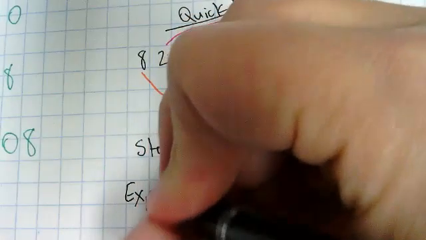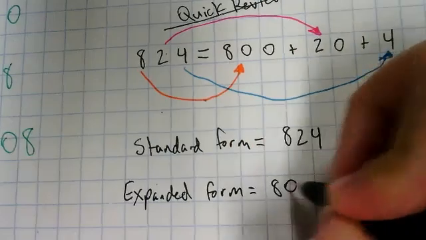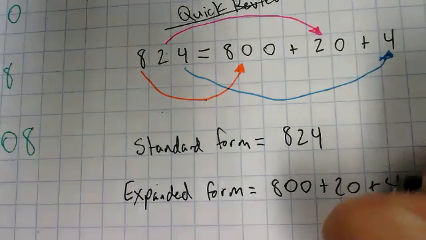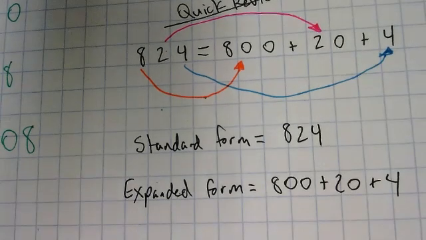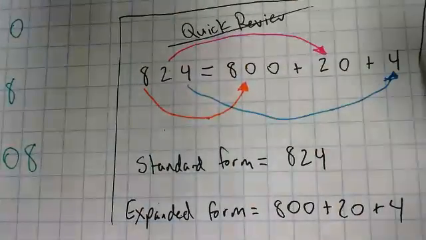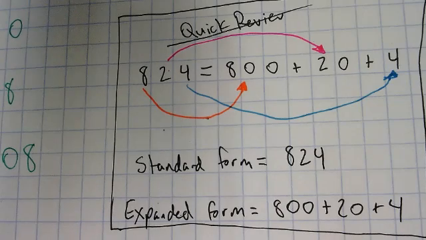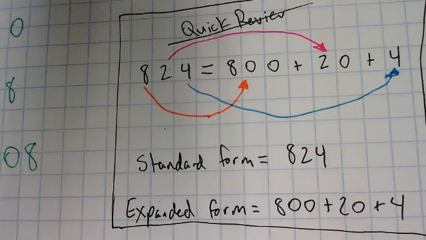And expanded form would be when we expanded it out as 800 plus 20 plus 4. So, that's a quick review. I'm going to box it up. Not a nice big box like when we do vocab and stuff. Just a short box. A quick box because it's a quick review. Okay? And then I'm going to move down because now we're going to do expanded form with decimals. It's the same idea. We're just throwing in a decimal. Okay? I promise it's not as bad as it sounds.